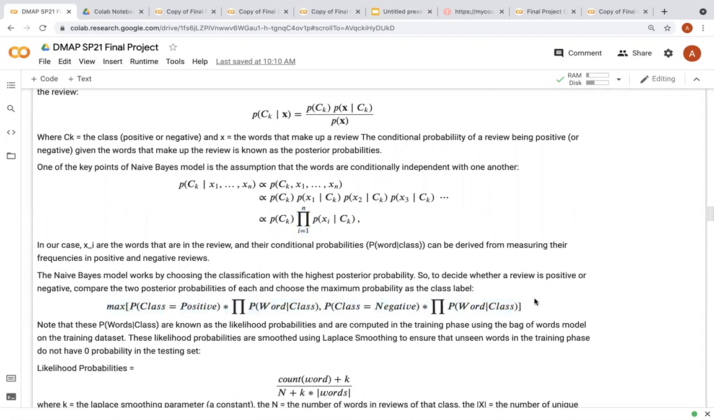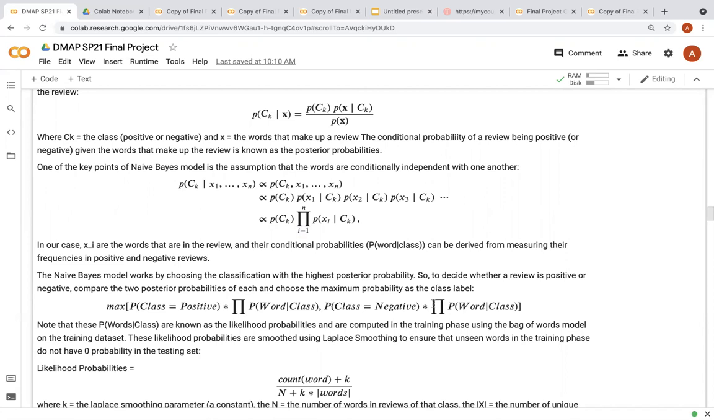So since we have two classes, positive and negative in this case, we're going to have two posterior probabilities, right? We calculate the likelihood probability for each word in our review for the negative and the positive class, multiply by the priors of the negative and the positive class, and we get the two posterior probabilities, and we simply choose whichever one is greater, right? These are the posterior probabilities: likelihood times prior.